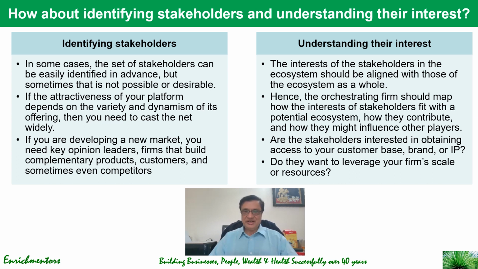Then you need to understand their interests. So how do you understand their interests? The interests of the stakeholders should be aligned with those of the ecosystem as a whole, because otherwise how would they work together? So you need to map how the interests of stakeholders fit with the potential ecosystem, how they contribute, and how they might influence other players. You need to ask, are the stakeholders interested in obtaining access to your customers, brand and IP, and are you willing to share that? Do they want to leverage your firm's scale or resources, and are you willing to share that? That's the kind of interest that you need to figure out.